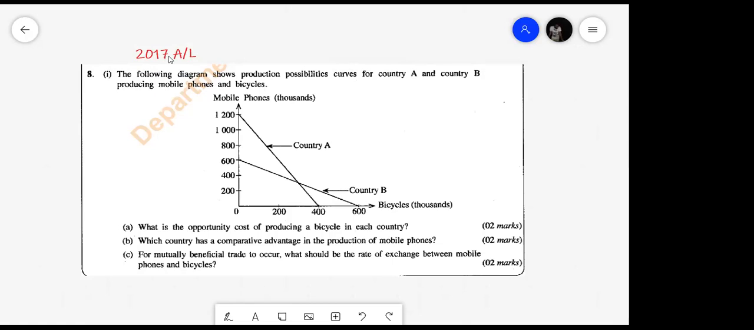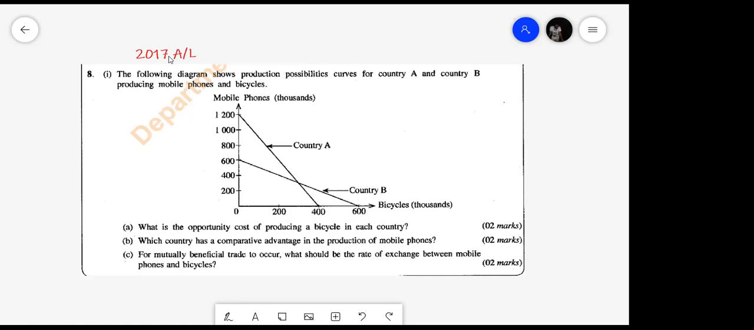They have given us the following diagram showing production possibility curves for country A and country B, producing mobile phones and bicycles. So what is the opportunity cost of producing a bicycle? Which country has the comparative advantage? And for mutually beneficial trade to occur, what should be the exchange rate? That is the question you all get.